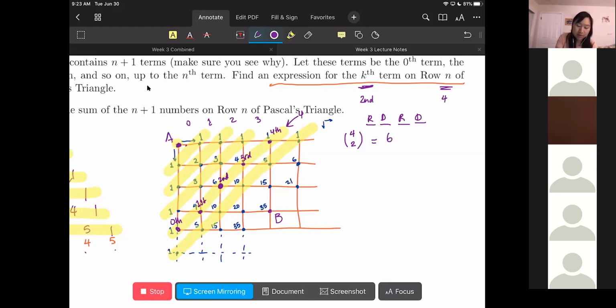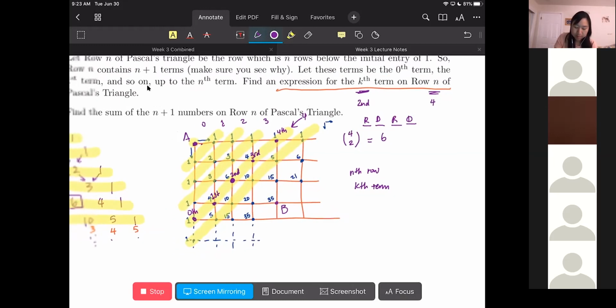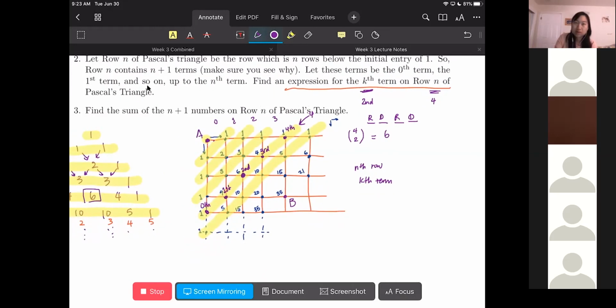So can we generalize this? Say we care about the nth row and the kth term of Pascal's triangle. So this would just be n choose k.